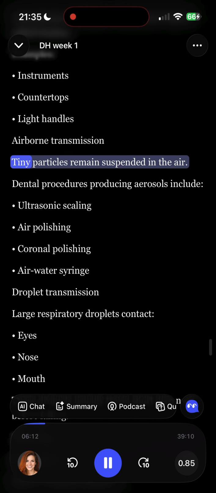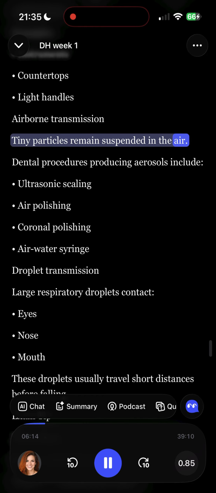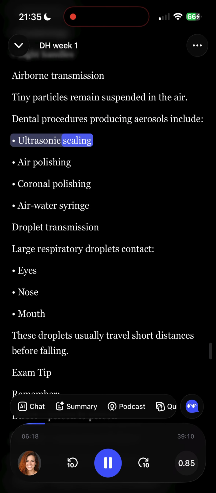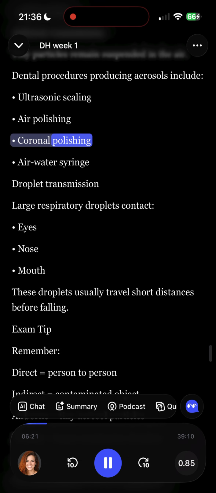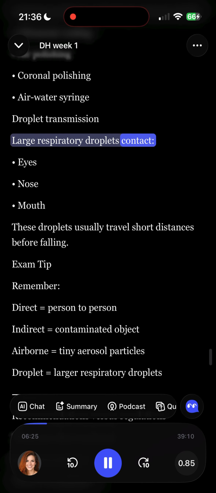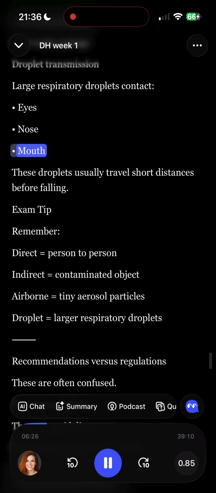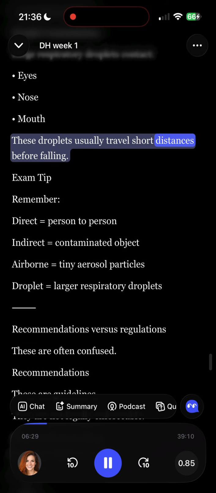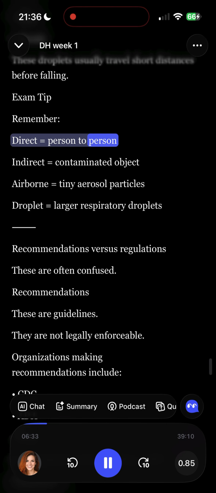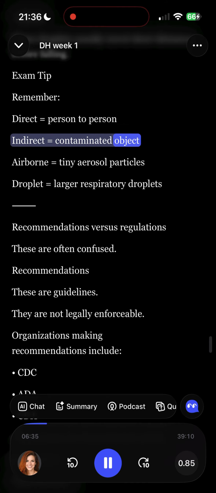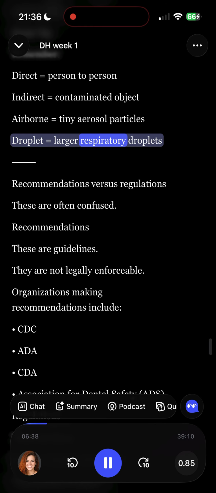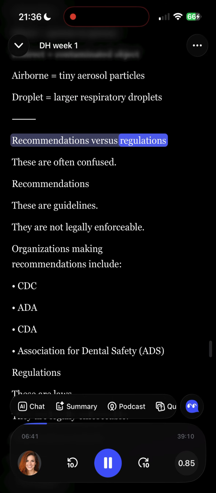Airborne transmission. Tiny particles remain suspended in the air. Dental procedures producing aerosols include ultrasonic scaling, air polishing, coronal polishing, air-water syringe. Droplet transmission. Large respiratory droplets contact eyes, nose, mouth. These droplets usually travel short distances before falling. Exam tip: remember, direct equals person, indirect equals contaminated object, airborne equals tiny aerosol particles, droplet equals larger respiratory droplets.